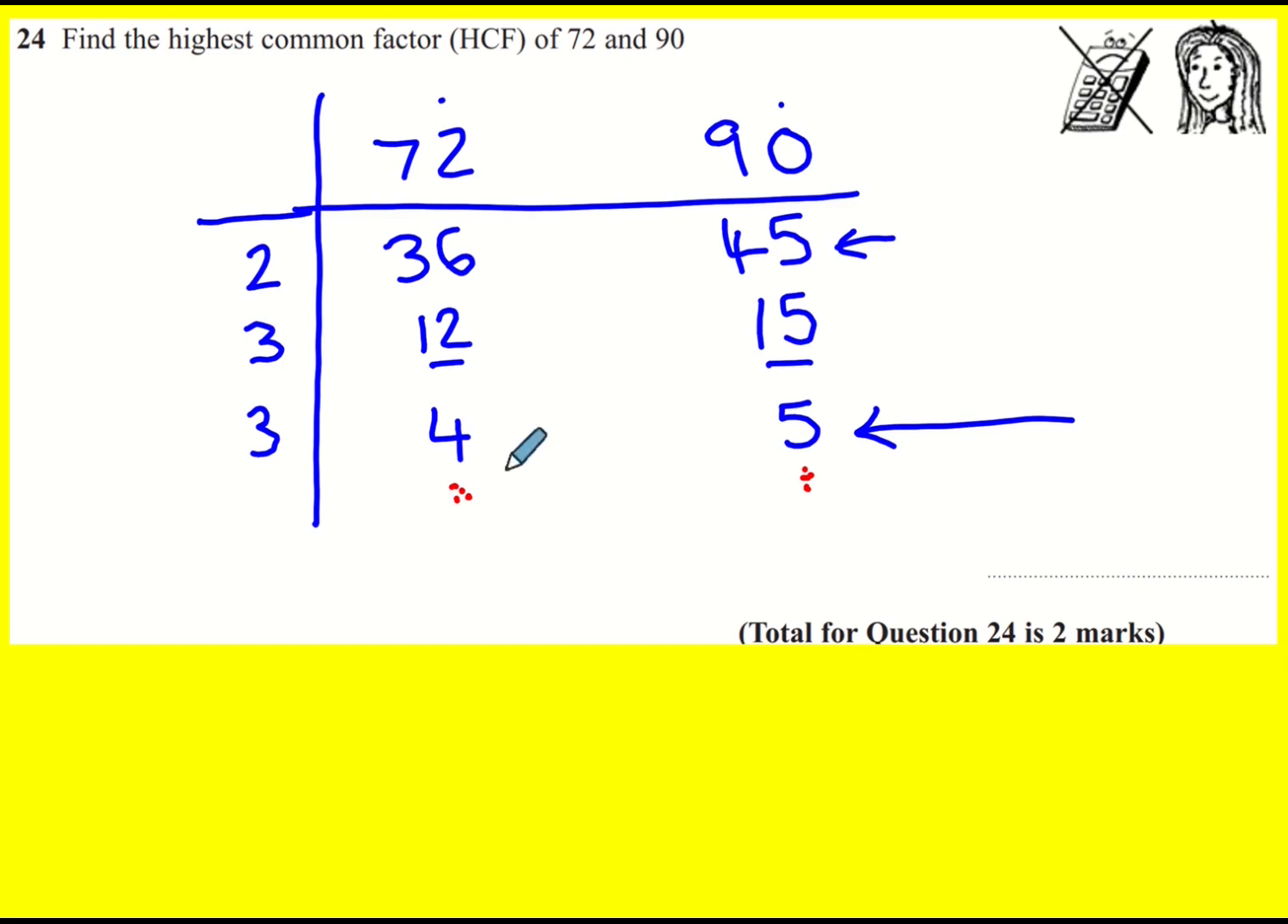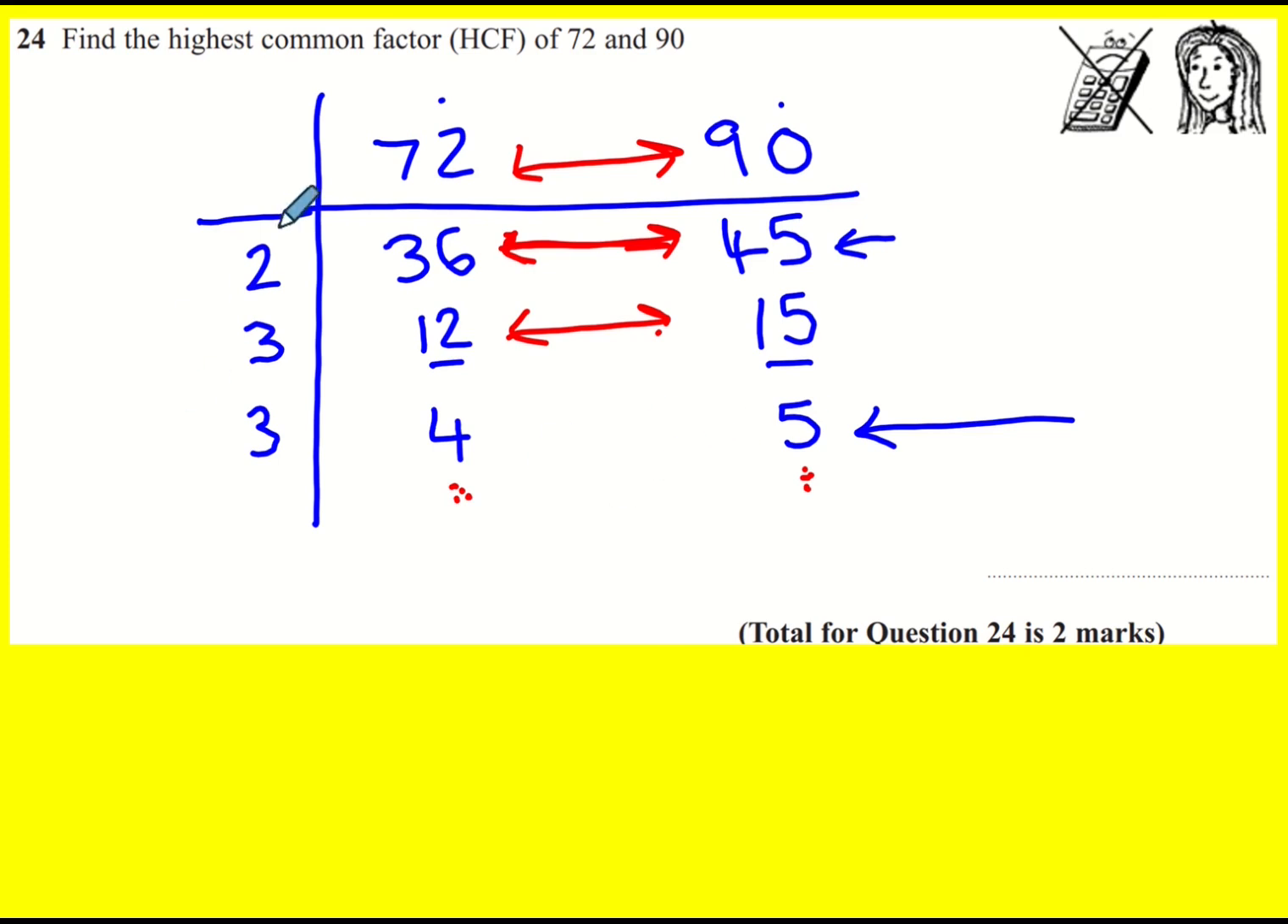So here we had a common factor, here we had a common factor of 2, then we had a common factor of 3, then we had another common factor of 3. Okay, but here we don't have any, there's no common factor between 4 and 5. Okay, so we stop at this point.